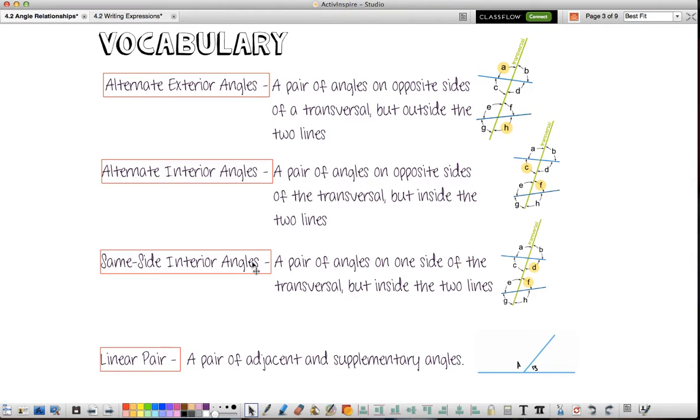Okay, same side interior angles. They're going to be the ones that are on the inside and the same side. Pretty sure the name really helps you out there.